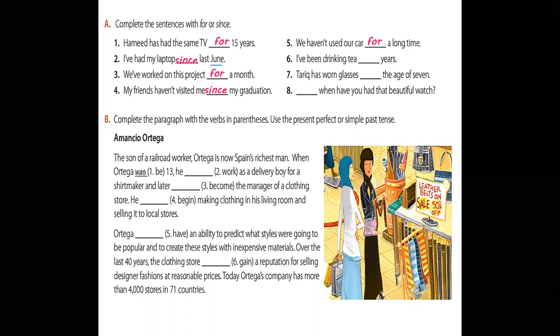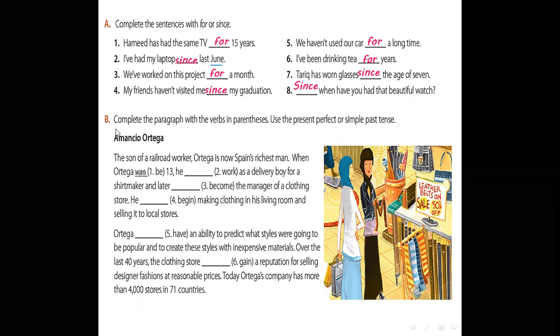Here, this sentence indicates the duration of the action. Okay, very good. Number 6, I have been drinking tea years. Perfect, for 4 years. Tariq has worn glasses the age of 7. Since, very good. When have you had that beautiful watch? Very good, since.